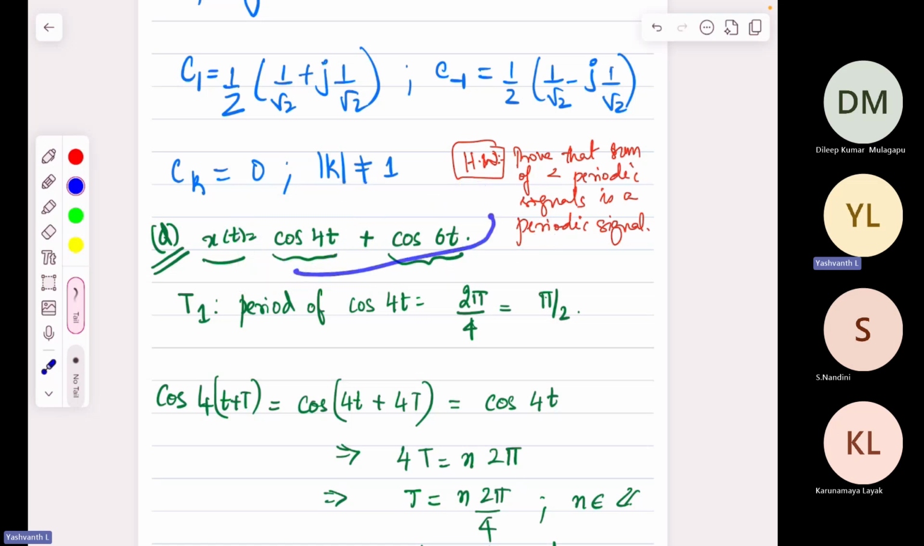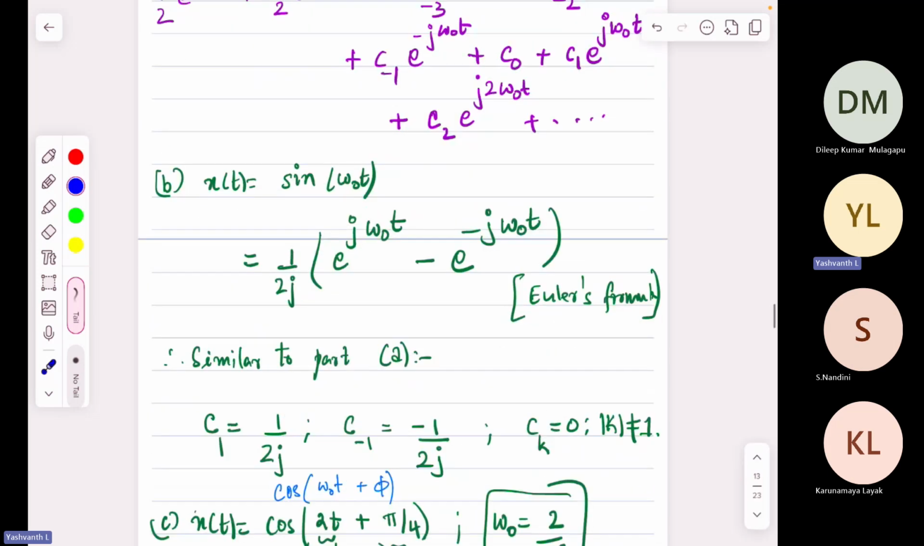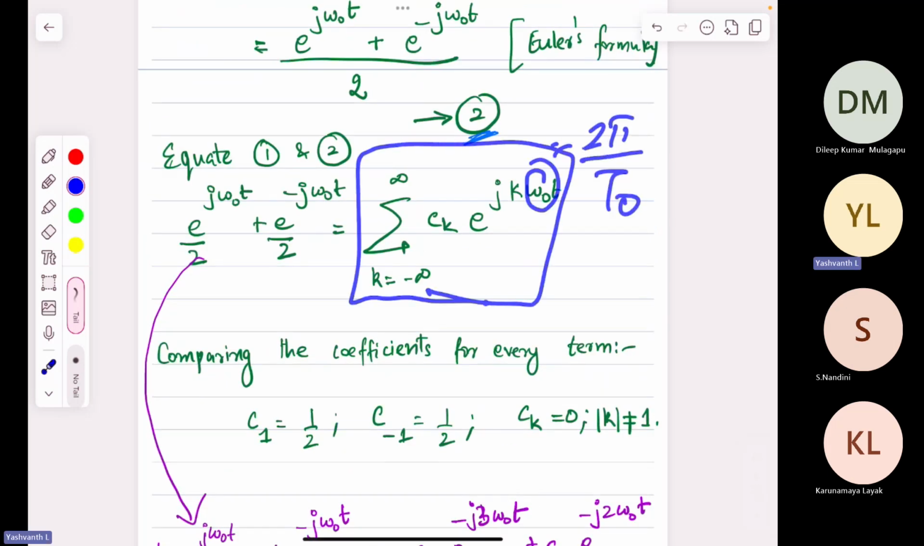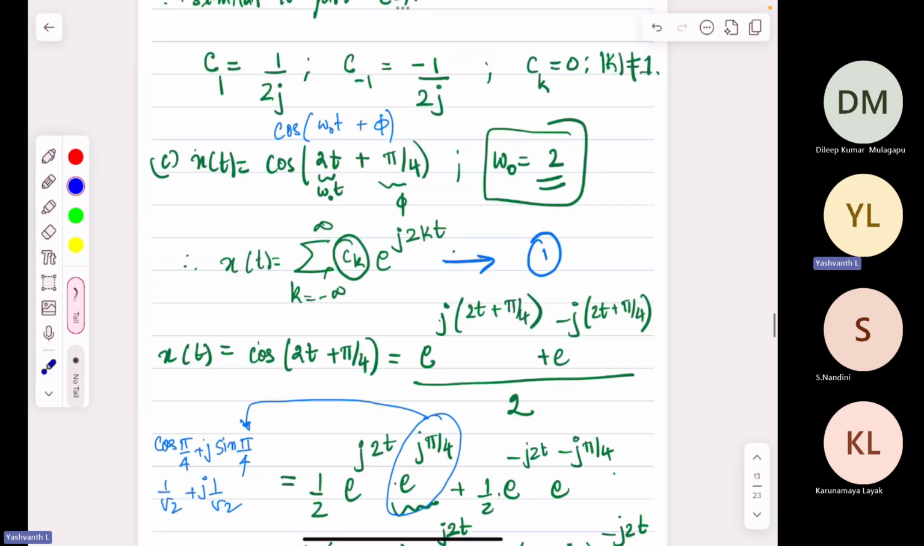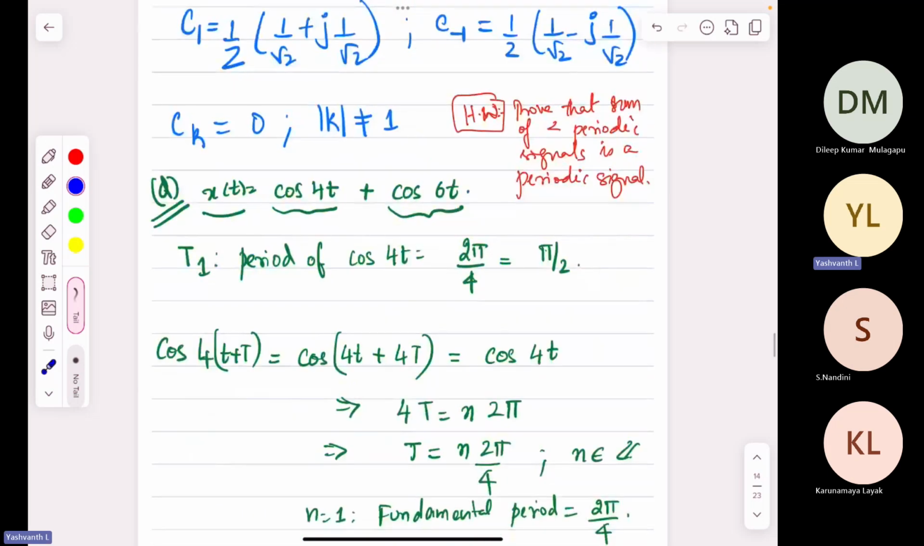But what is the periodicity of this x of t? That we need to find. Why? Because if you look at the Fourier series definition, omega naught is equal to 2 pi by T naught. Therefore, in order to first write the expansion for the Fourier series, you need to find omega naught, for which you need T naught. Therefore, the first step is to find out the periodicity of your x of t.